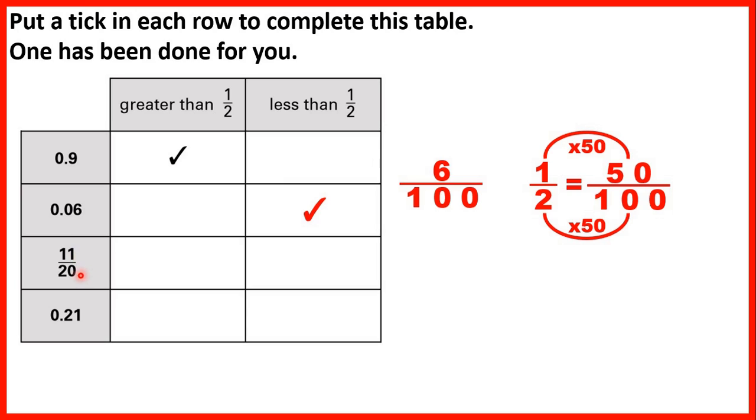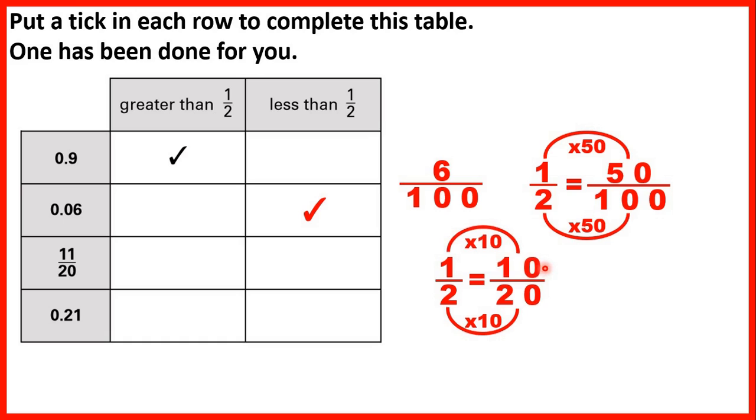Now 11/20ths. We need to think 1/2 is the same as how many 20ths? 2 times 10 is 20 and 1 times 10 is 10. So because 1/2 is the same as 10/20ths, 11/20ths is greater than 1/2.